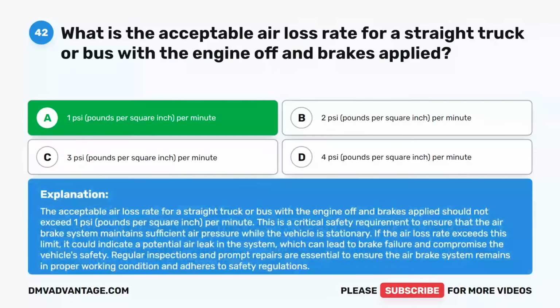The acceptable air loss rate for a straight truck or bus with the engine off and brakes applied should not exceed 1 psi per minute. This is a critical safety requirement to ensure that the air brake system maintains sufficient air pressure while the vehicle is stationary. If the air loss rate exceeds this limit, it could indicate a potential air leak in the system, which can lead to brake failure and compromise the vehicle's safety. Regular inspections and prompt repairs are essential to ensure the air brake system remains in proper working condition and adheres to safety regulations.